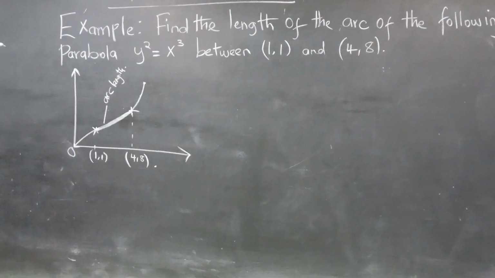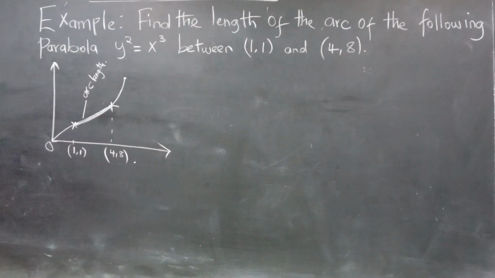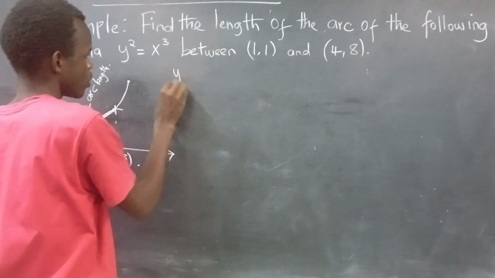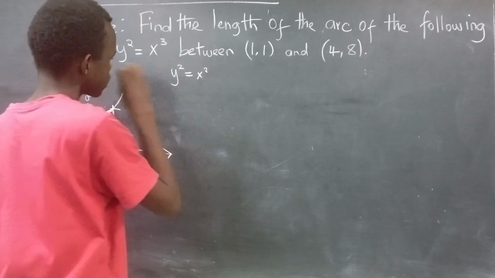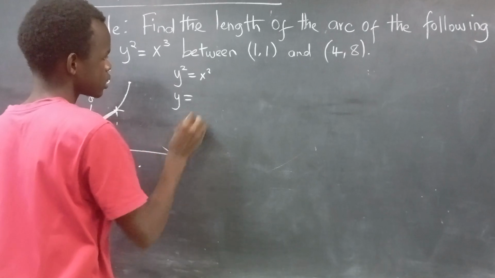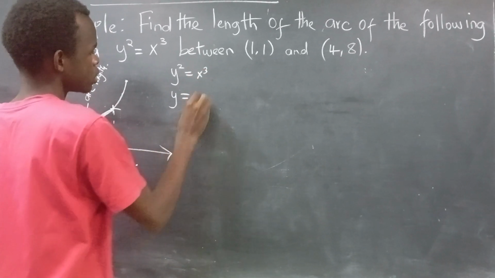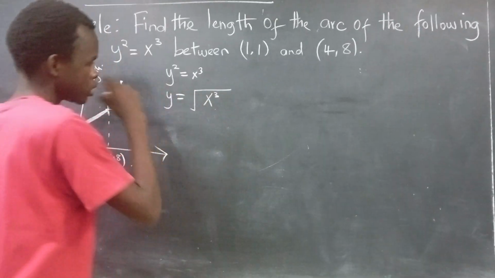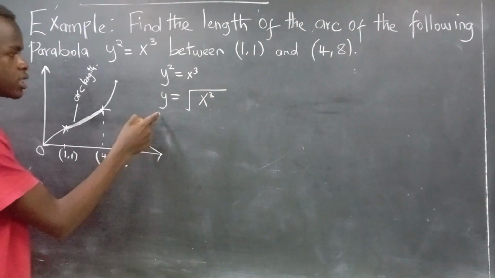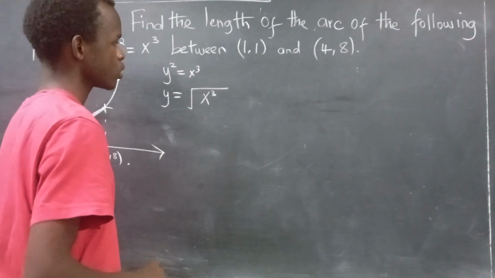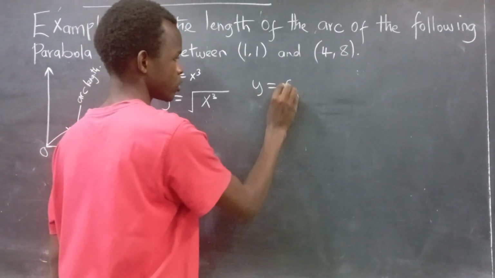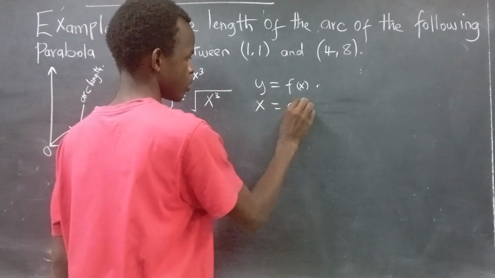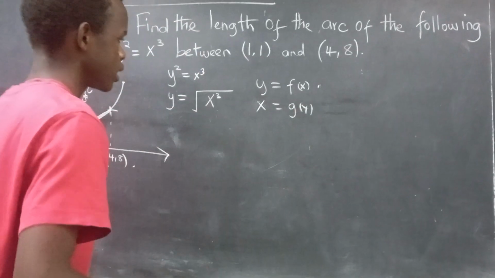From there, let's identify our function, whether it's one of the two. The function of the parabola is y squared equals x cubed. So my y alone is the same as the square root of x cubed. As you can see, I'm given y as a function of x, and it has its own formula. X as a function of y has another. So let's rewrite the formulas.